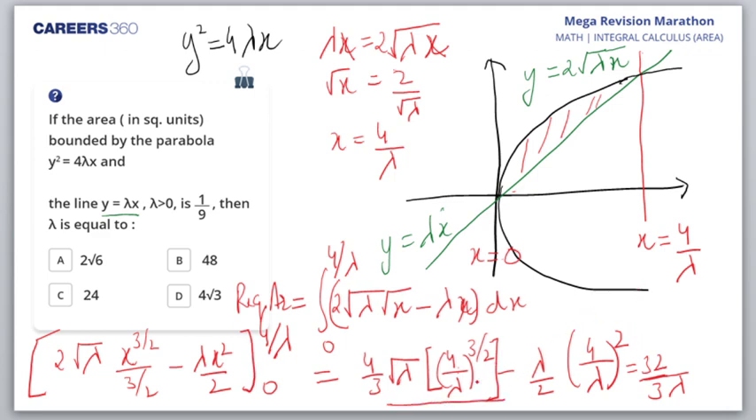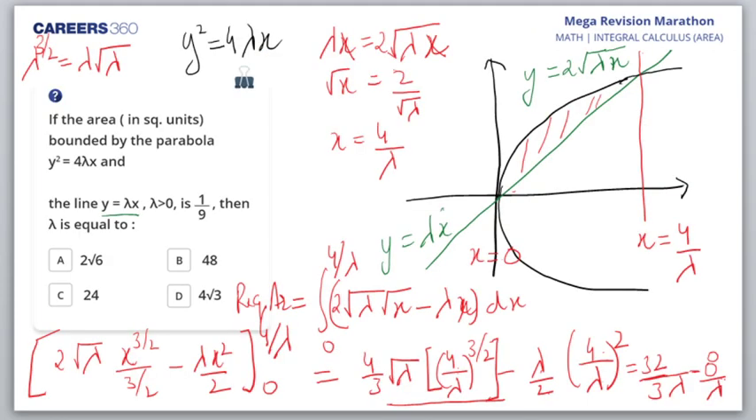Am I right? By lambda raised to power 3 by 2, I'll write it as lambda root lambda. This root lambda would be cancelled by this root lambda, so only lambda would be remaining. Okay? And here what do I get? 16. 2 I'll cancel, so I'll get 8. And lambda square and lambda, I'll get lambda. So 32 by 3 lambda minus 8 by lambda. Everybody okay?